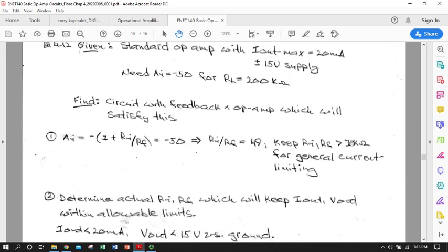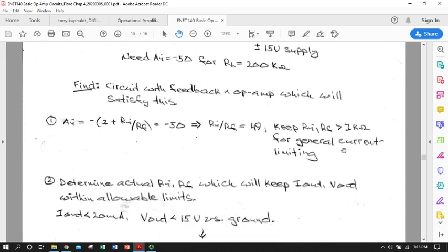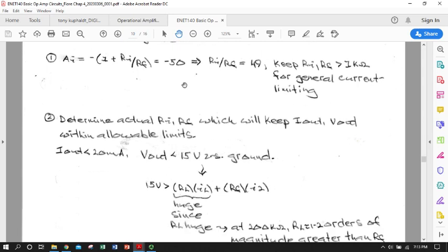Okay, we can go back to our general rules of Ri and Rf being more than about a kilo ohm for general current limiting. This is a little bit less than our 10 kilo ohm to 100 kilo ohm range that we used for the non-inverting voltage amplifier, but generally, since we're working with semiconducting devices, don't use resistors much below a kilo ohm.